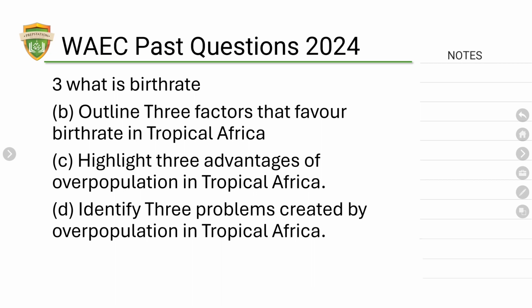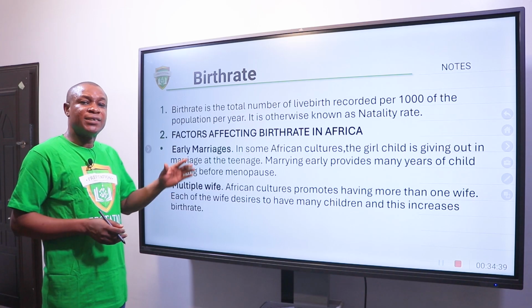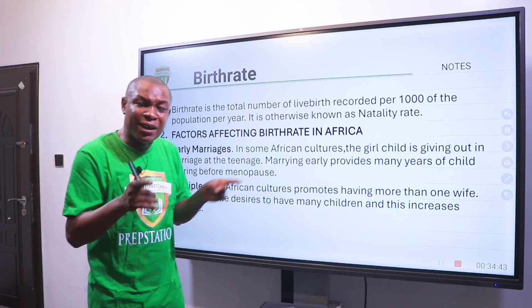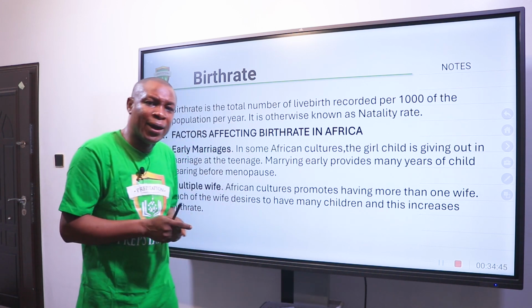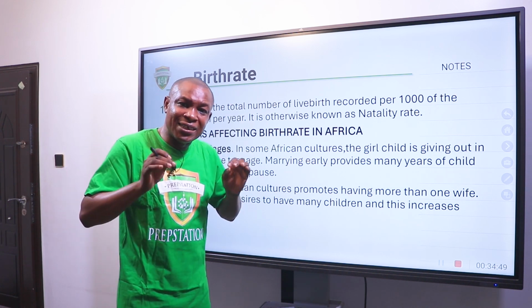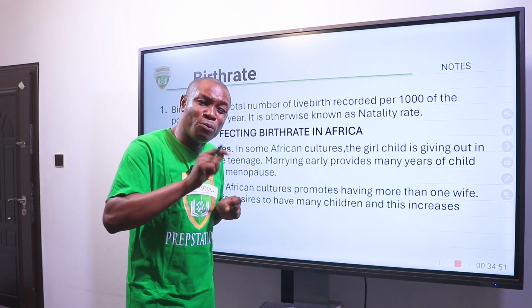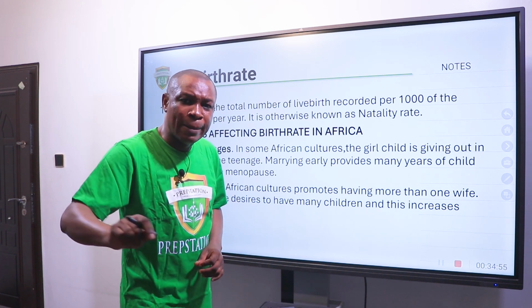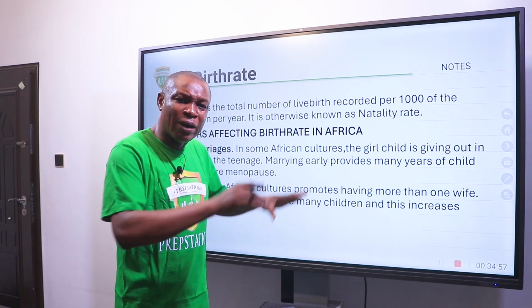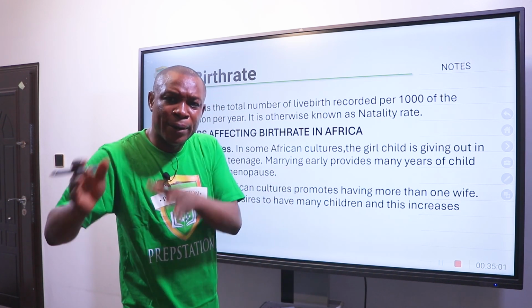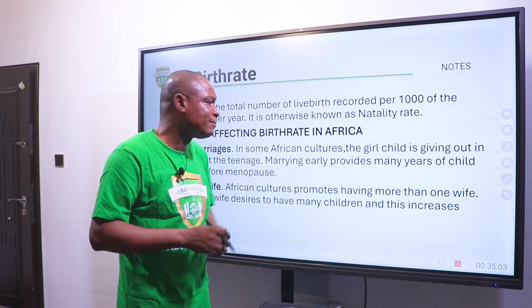Let's take the first one, birth rates. This is the total number of live births recorded per 1,000 of the population per year. It is otherwise known as the natality rate. So for birth rates, you have to know the number per 1,000 of the population per year. There are 3 things there.